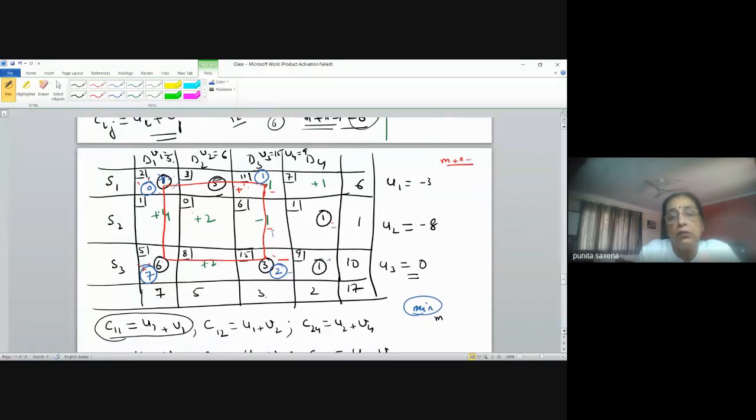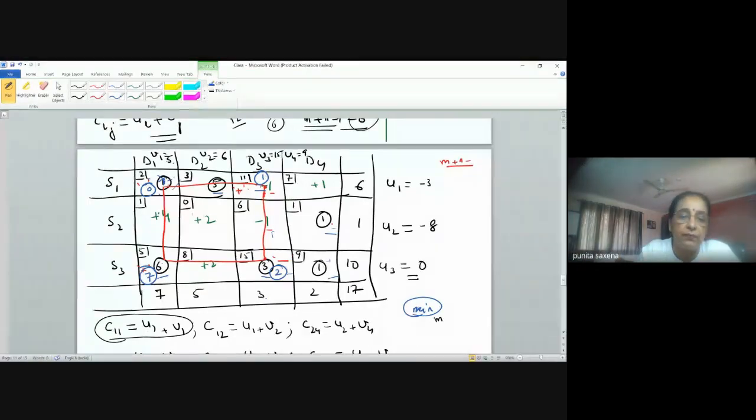Okay. So now you get another table with fresh allocations. The allocations now being 5, 1, and here this 1 remains the same, and this is 7. This becomes 2 and this becomes 1. Now again, check for optimality. If it is optimal, you terminate. If not, then repeat the procedure. Okay. So this is how this method works.